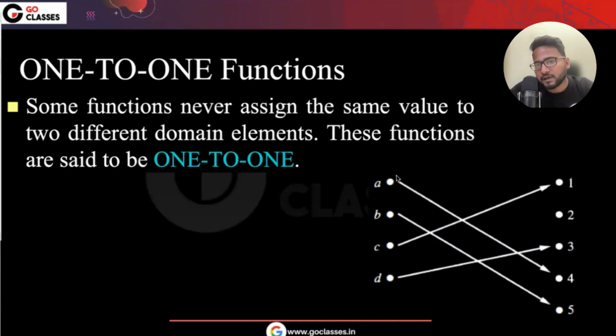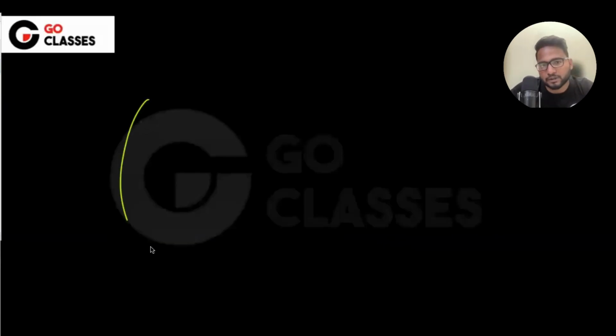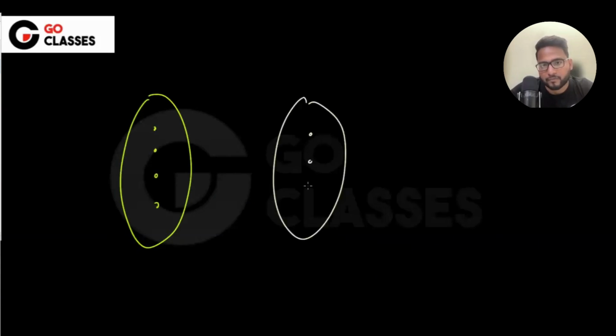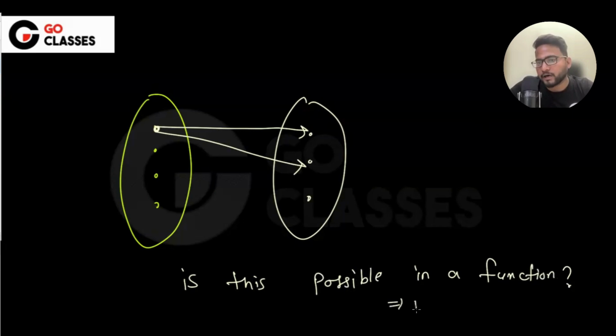It is just saying that for every element in a function... First, you tell me, for a function to be there, let's suppose these are the one, two, three, four elements. Tell me, can any particular value have multiple outputs? Is this possible in a function? Then no, right? This is not possible.